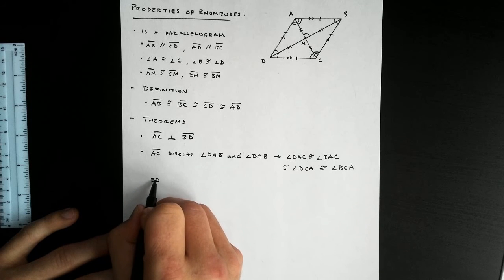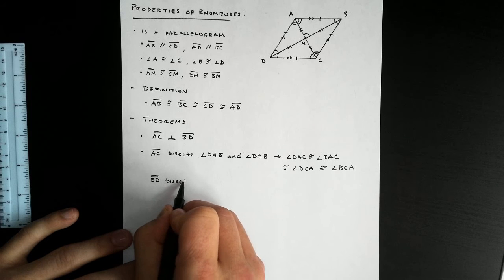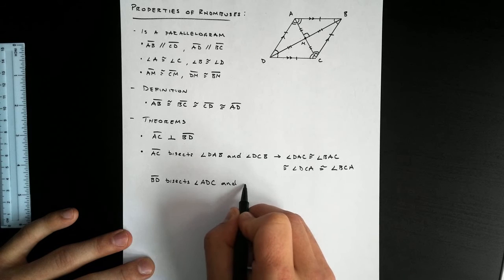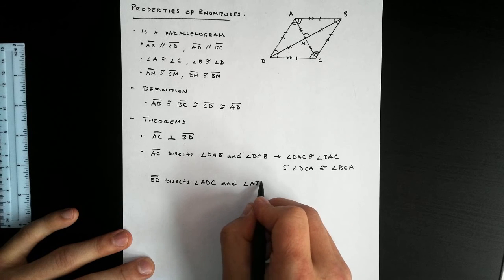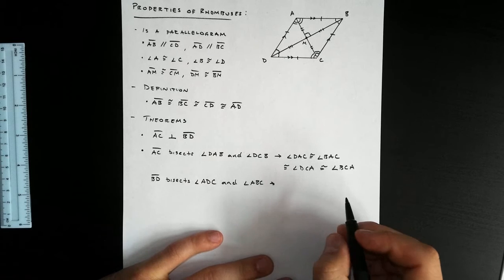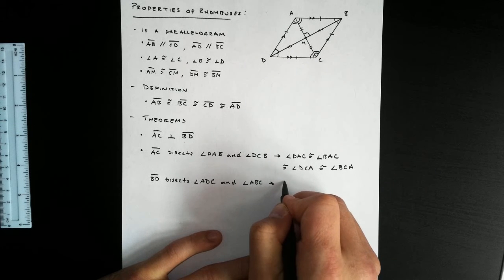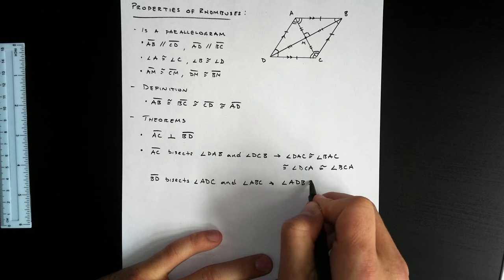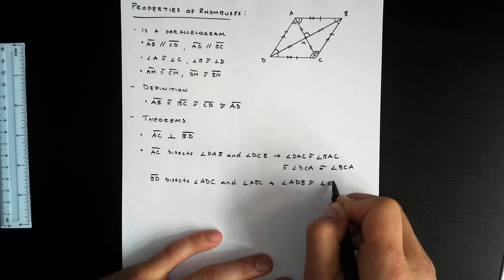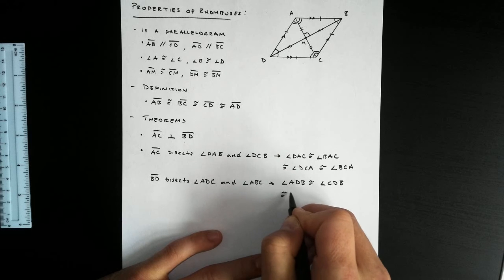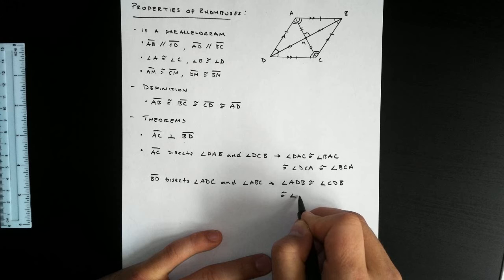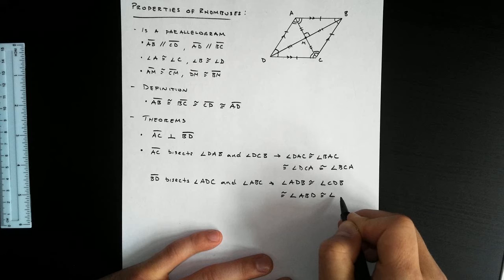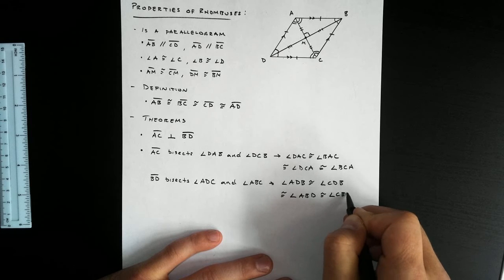So BD bisects angle ADC, and it also bisects angle ABC. And then that also leads to four congruent angles. I'll summarize those here. So angle ADB is congruent to angle CDB, and those are all congruent to angle ABD, and that's congruent to angle CBD.